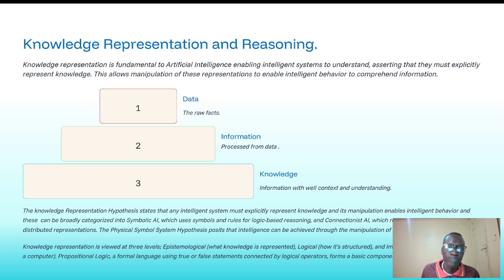As you can see, it starts with data, which is the raw facts. Two, we have information, that is the processed raw facts. Of course, they are raw facts and they are being processed into information, and the information is transformed into knowledge.